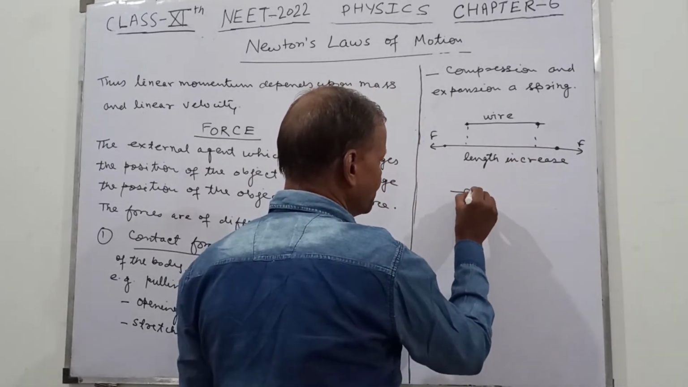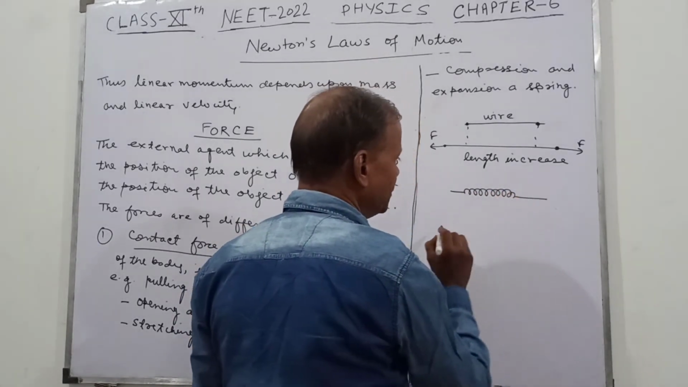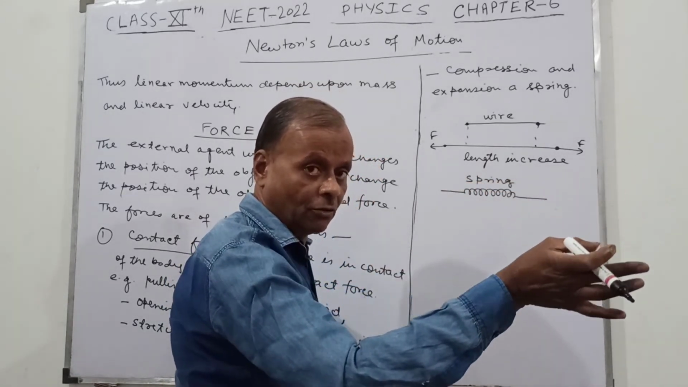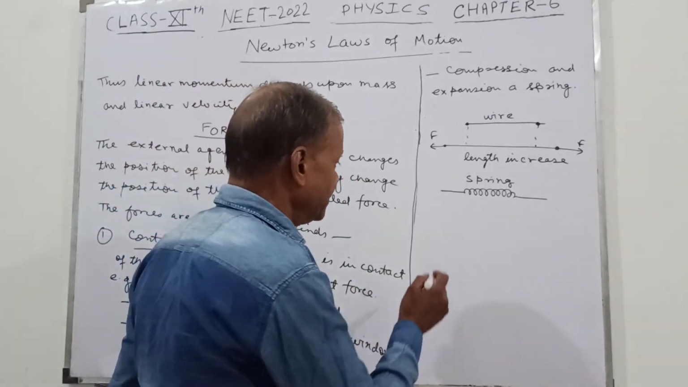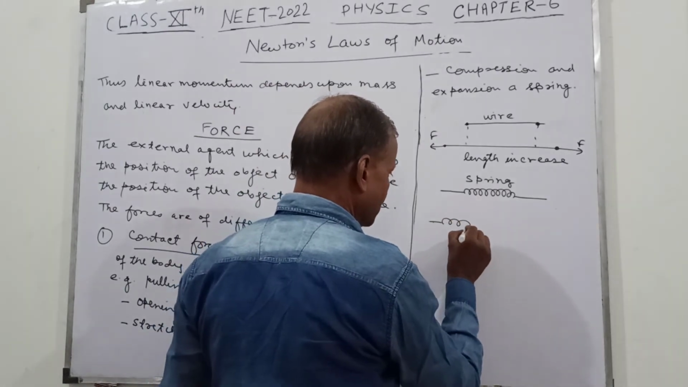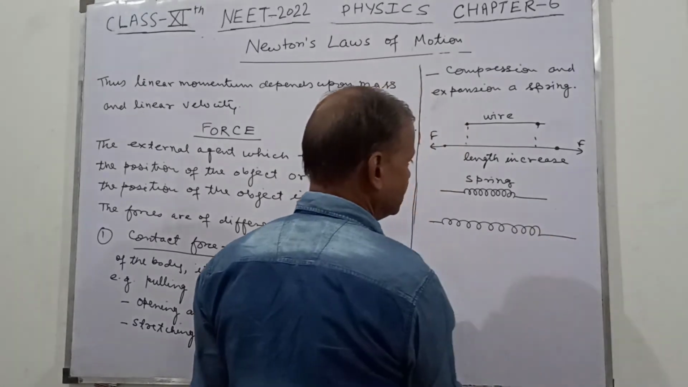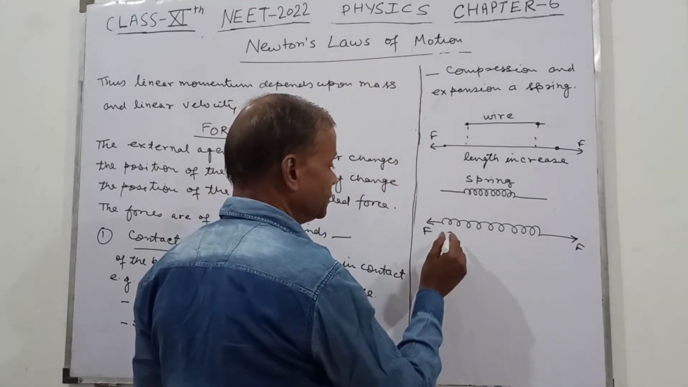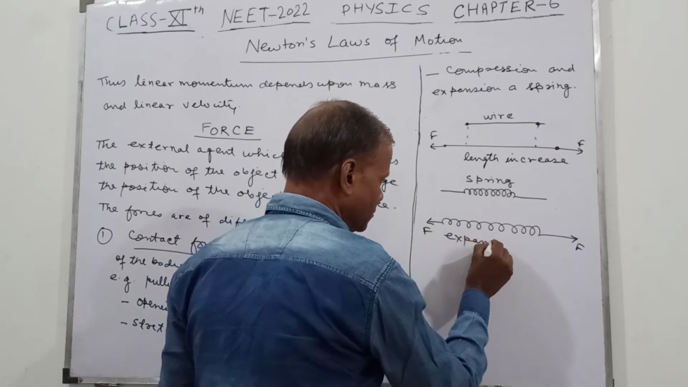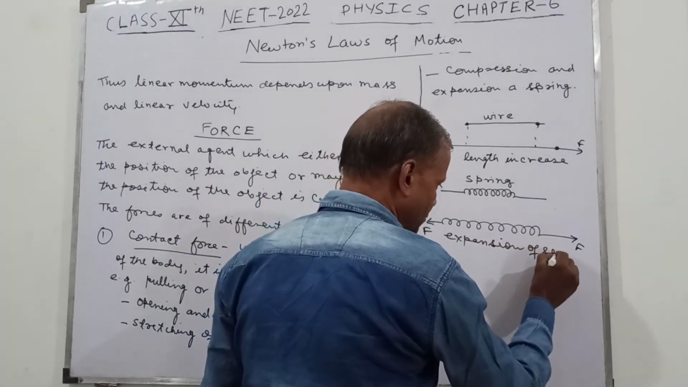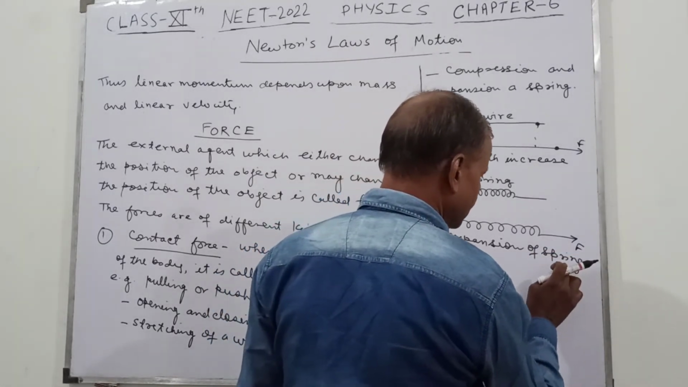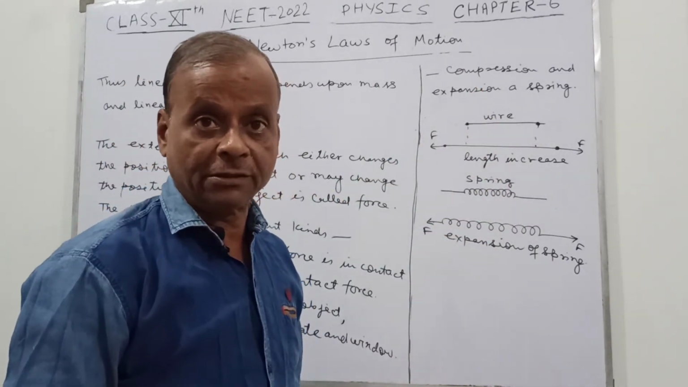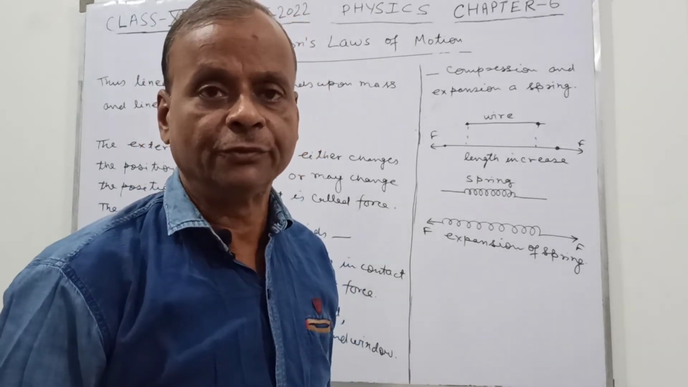Similarly, suppose you are having this spring. This is now a spring. And just to elongate it or expand it, then what will happen? This is now expanded, so this is now force F. This is now also the force F. Then this is being expanded. This is the expansion of the spring. So we can have so many examples when the force is always in contact with the body.